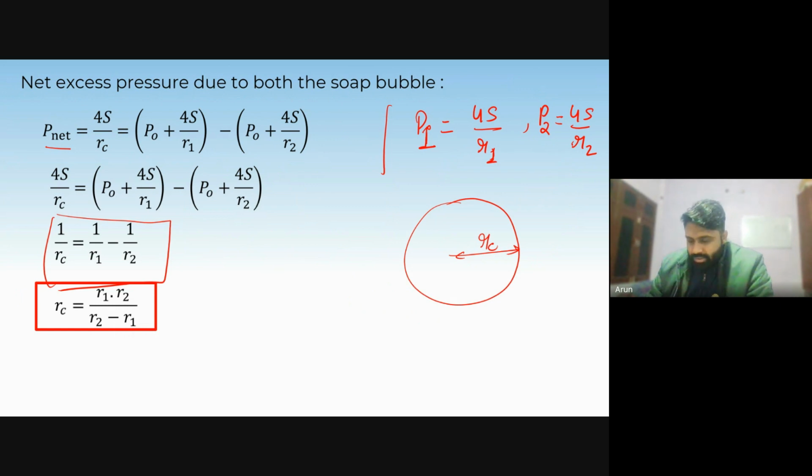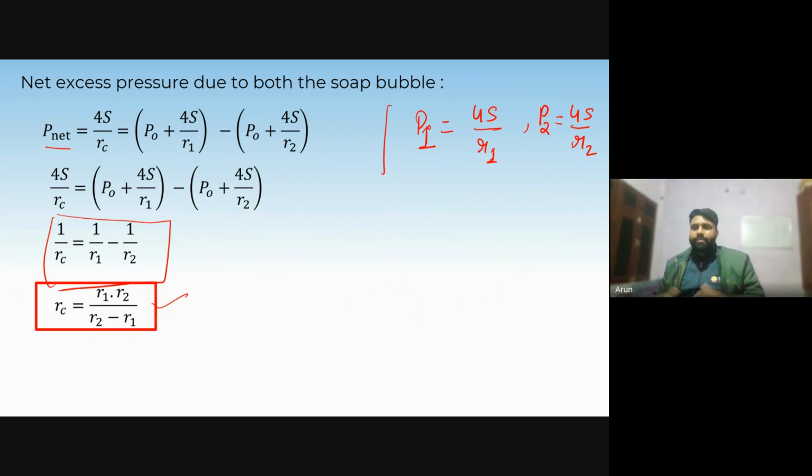Got it? So have you got it, student of JNV Ramnagar? It is not (R1 plus R2) by 2. No, it is R1 R2 by (R2 minus R1). Clear? Okay. Then we will move on. Got it. Thank you so much. So this is the expression for when two bubbles collapse and form a new bubble.